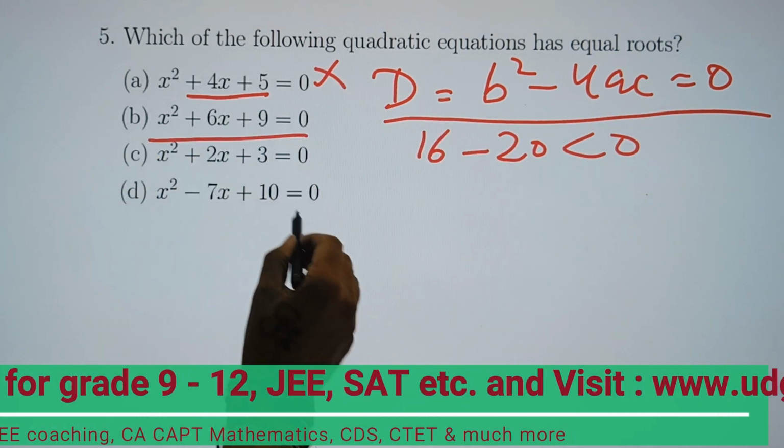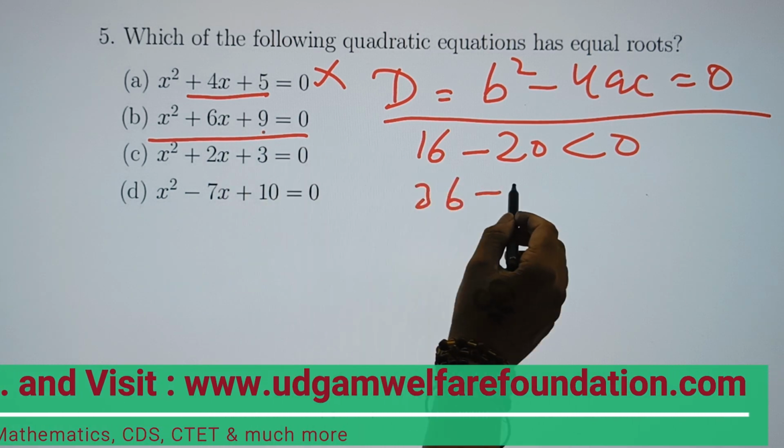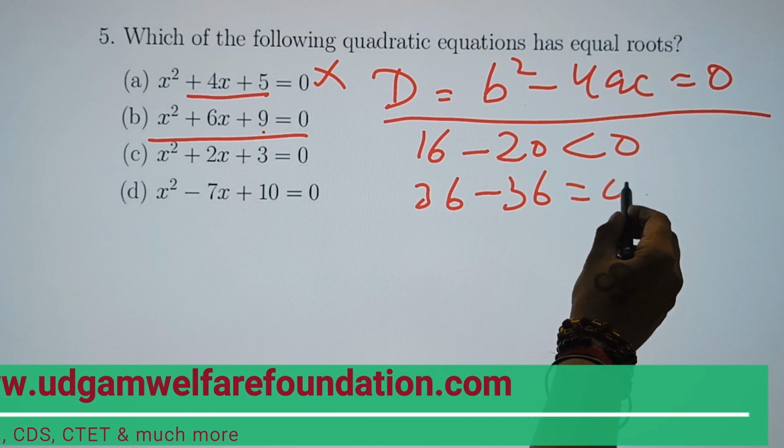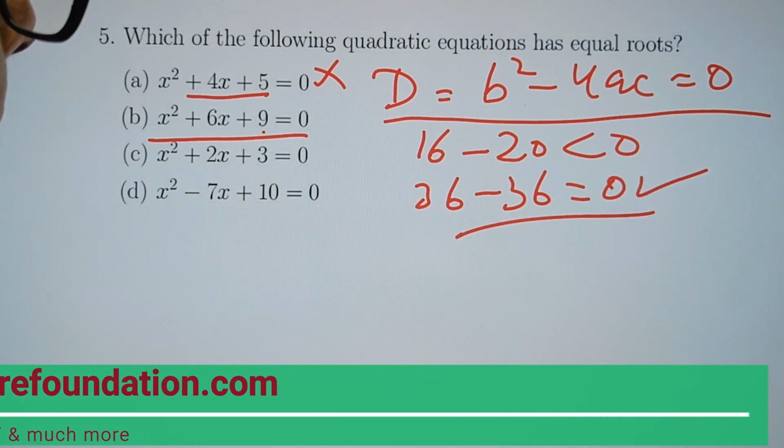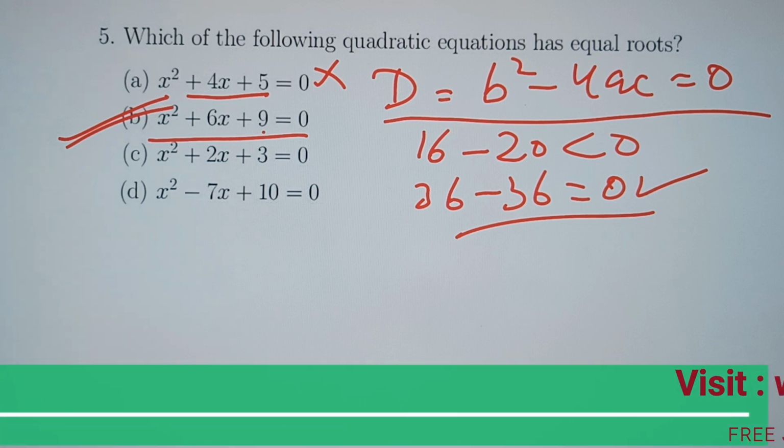Now here comes our second option. 6 square is 36 minus 9 4s are 36, so it is going to give you 0. Hence we can say our discriminant is 0 in the equation number B here. Therefore option number B is our correct answer here.